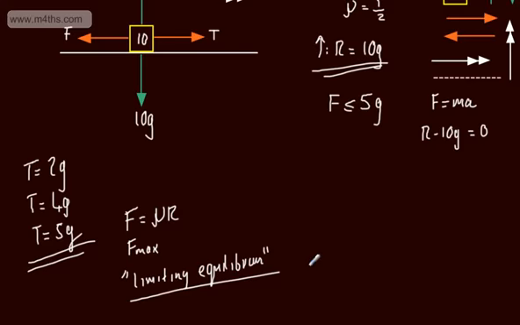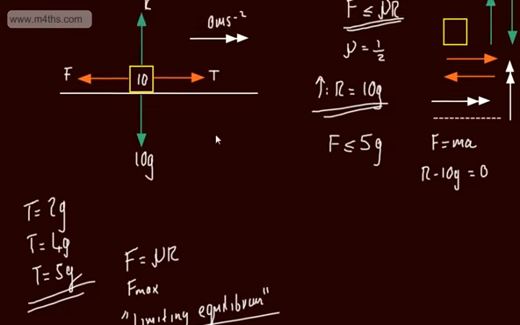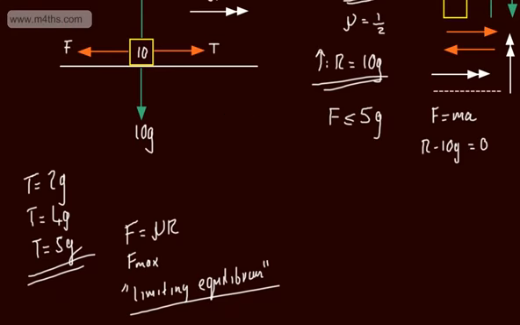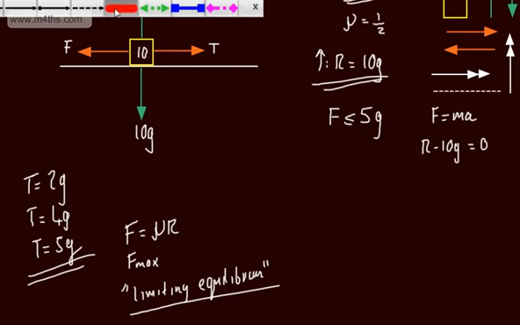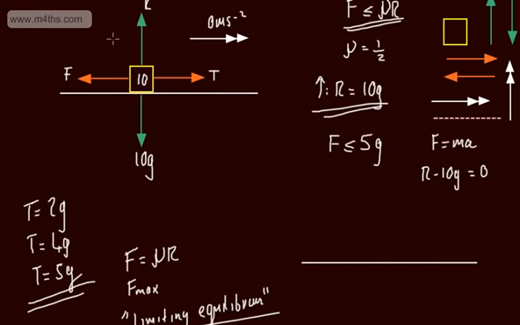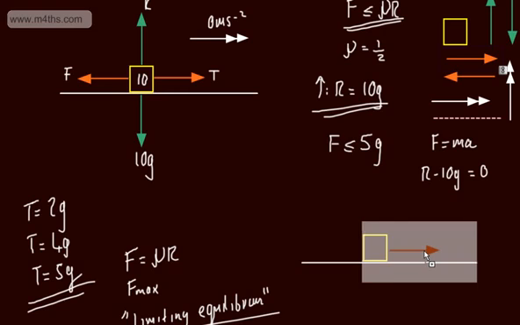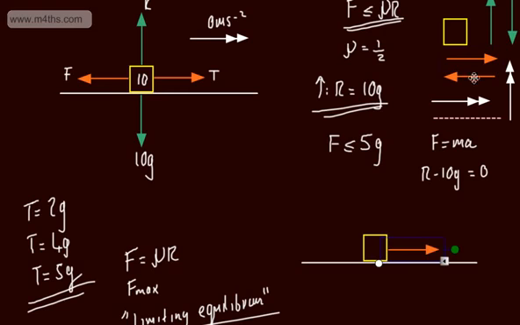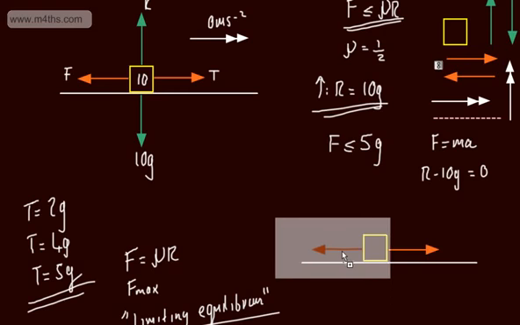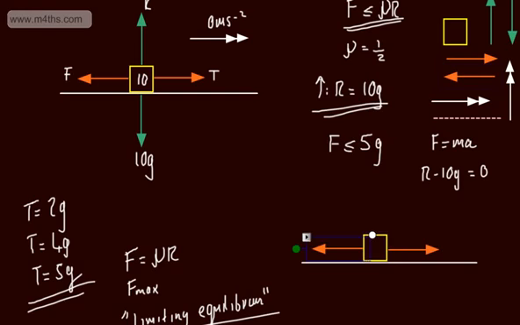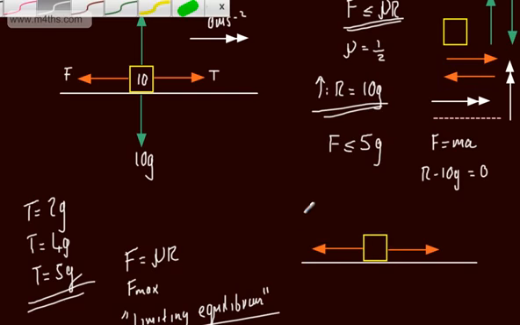As soon as I go beyond 5g newtons here, we're going to get an acceleration. Let's put some values on. This is kind of me thinking out loud, and hopefully it's making some sense as we go. Let's say now that I crank up the tension, and we end up with the frictional force at maximum, and that maximum is going to be 5g.